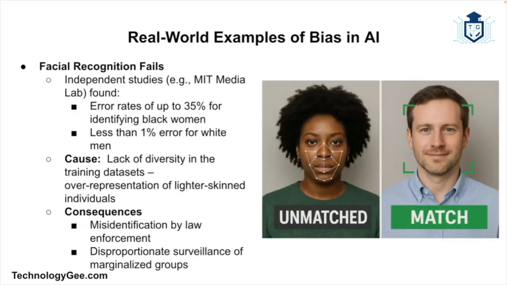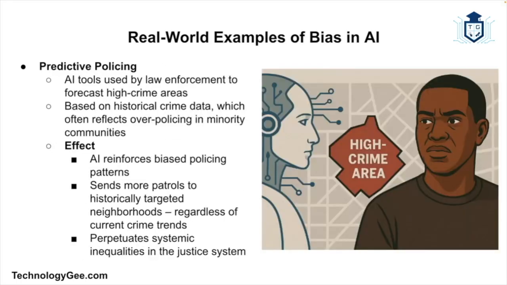Another example is facial recognition fails. Studies have shown that facial recognition systems have higher error rates for people of color, especially Black women. Now, why is this? Well, this is because the training data wasn't diverse enough. And another example would be predictive policing. Some law enforcement tools use crime data to predict where crimes might happen. But if the data reflects historical over-policing in certain neighborhoods, the AI then ends up reinforcing those patterns.